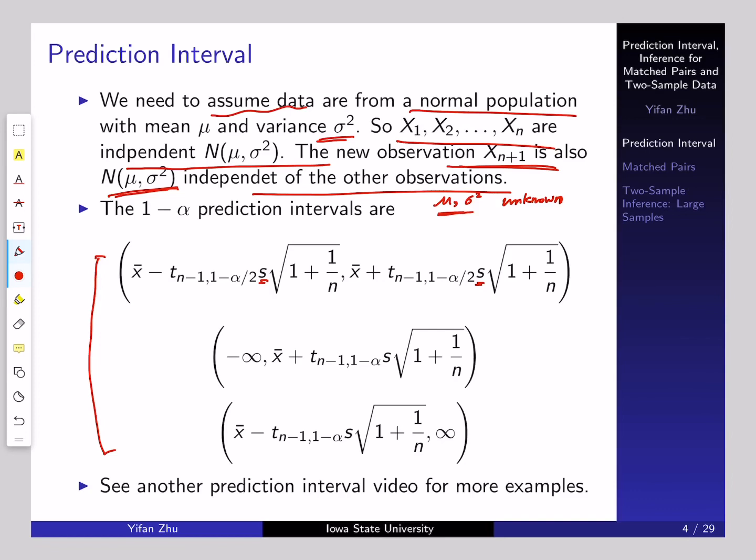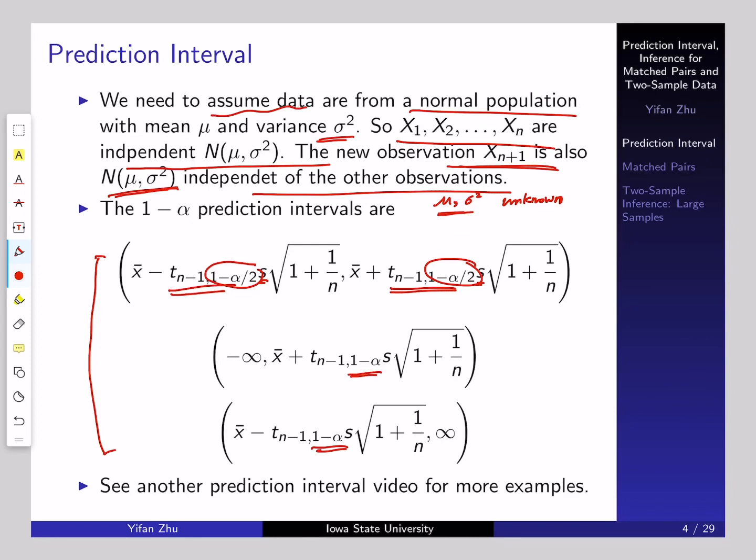And for the prediction interval, we use the quantile of t with n minus 1 degrees of freedom. If you use a two-sided prediction interval, then you will use the 1 minus alpha over 2 quantile. And if it is a one-sided interval, then you use the 1 minus alpha quantile.